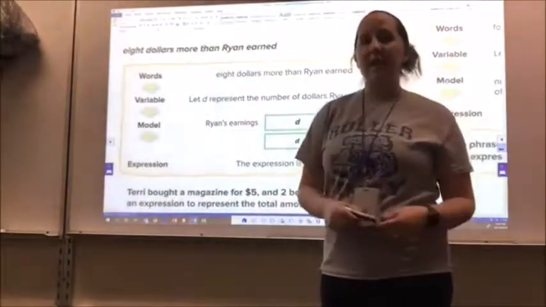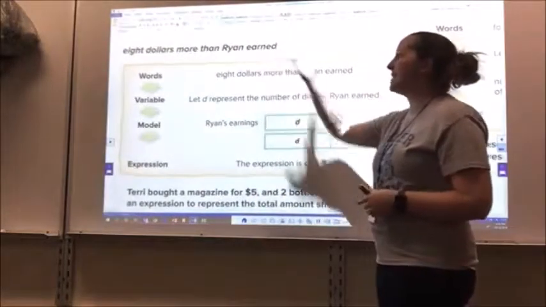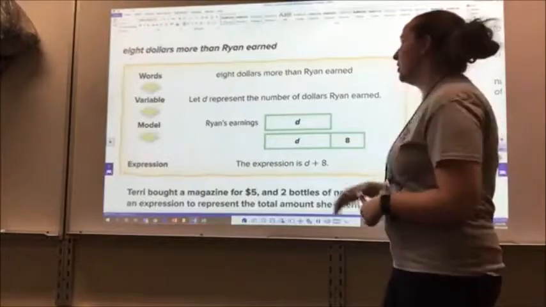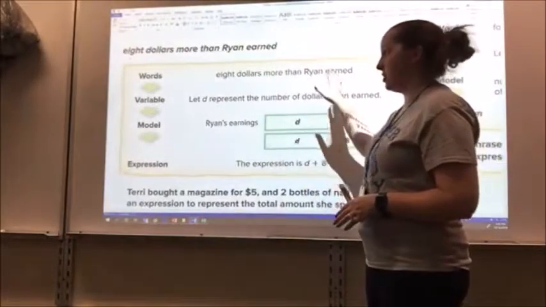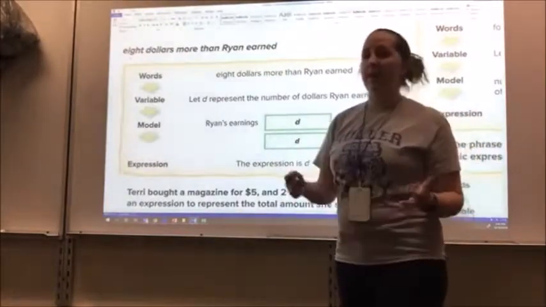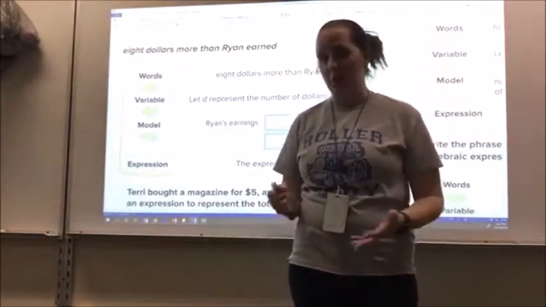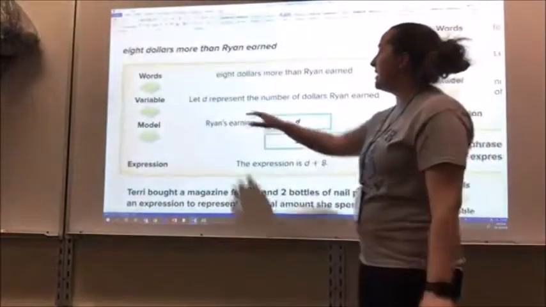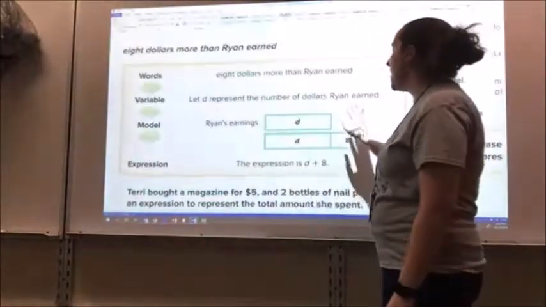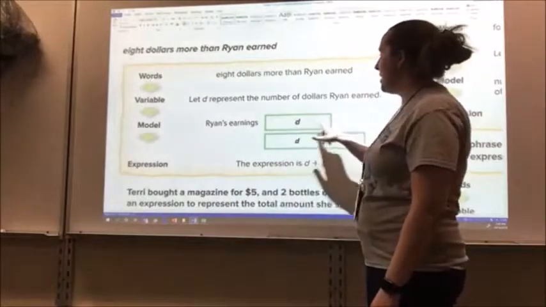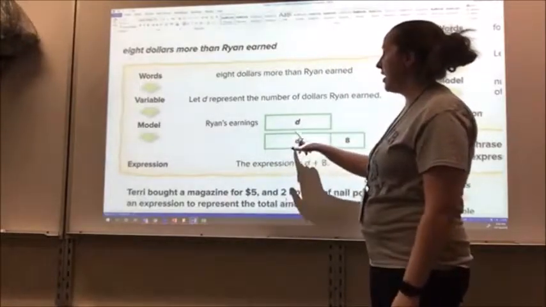All right, so let's look at an example. The example I have is $8 more than Ryan earned. So in words, I'm looking at $8 more than Ryan earned, right? I'm going to pick a variable. It doesn't have to be the variable that they picked. It can be any letter that you want. Let D represent the number of dollars Ryan earned. So Ryan earned this amount of dollars.